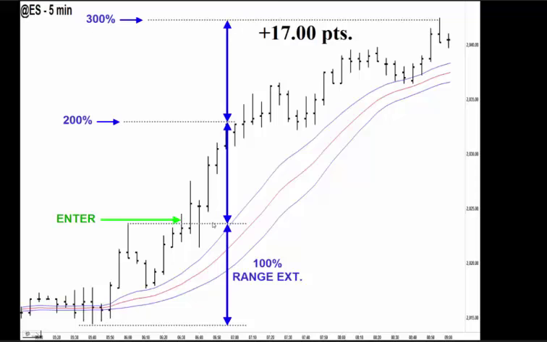Another way people like to trade this is they'll say, okay, I'll have my stop at the 50% range extension down here. And if we get to 200, I'll move my stop to unchanged. And if we get to 300, I'll exit everything. Still, other people say, well, I'll keep my stop here at 50%. Once we get to 200, I'll sell half my position. Once we get to 300, I'll sell the remaining portion. There's a million ways to trade this.